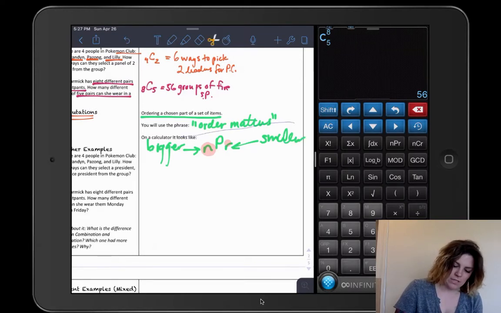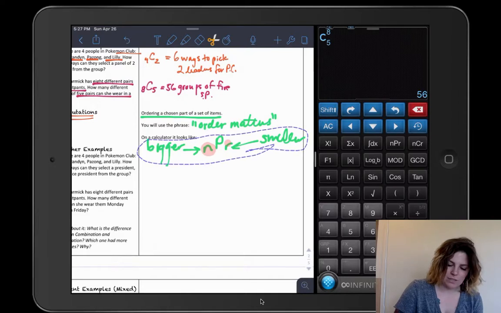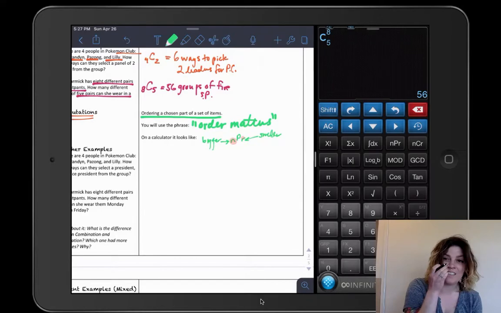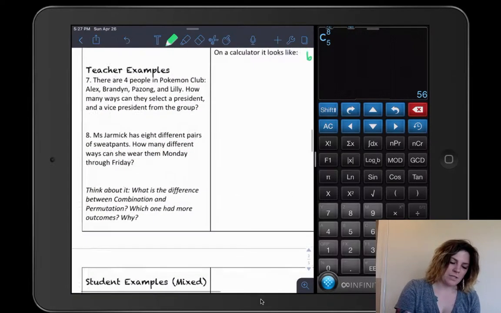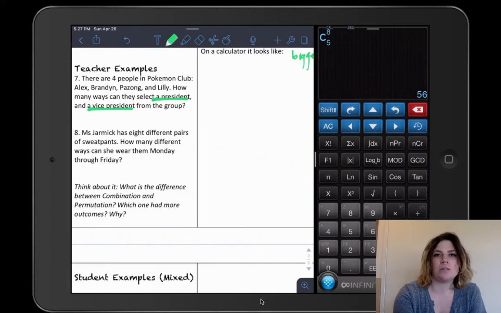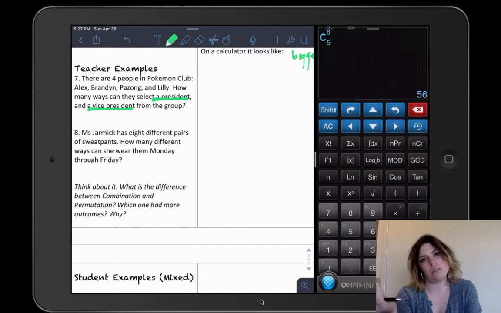So let's look at these examples. I kind of designed them to be good for being able to tell the difference between what we just did and this new concept of permutations. So here it says there are 4 people in Pokemon Club, same question, but it says how can they select a president and a vice president? So it matters what order you pick them in, because if you pick Lily and Fazong to be the leaders, it would be different whether you made Lily president or Fazong president, right?